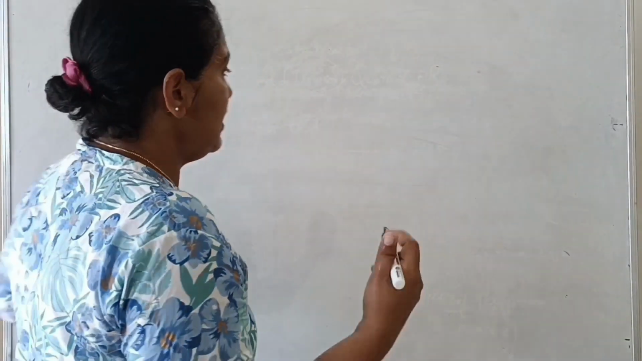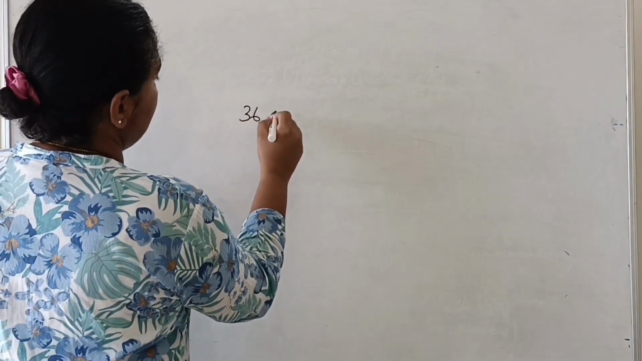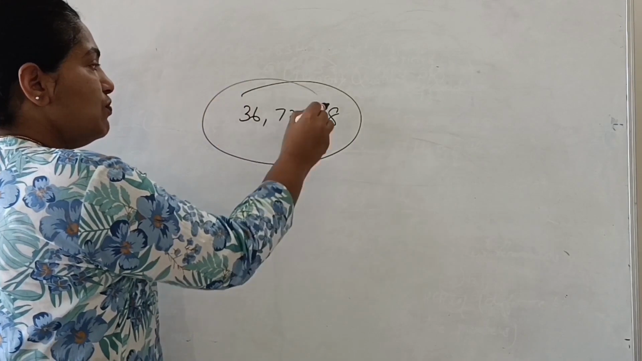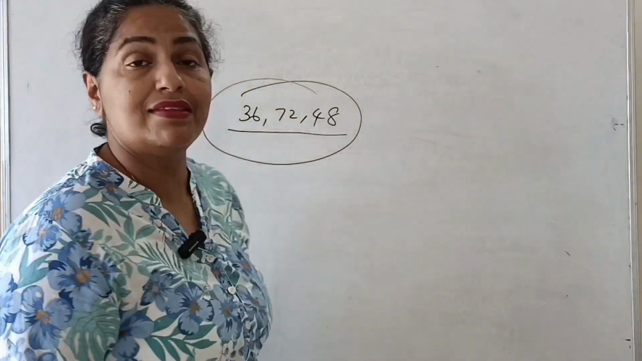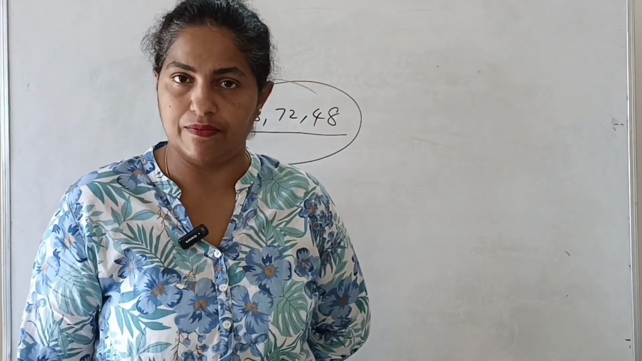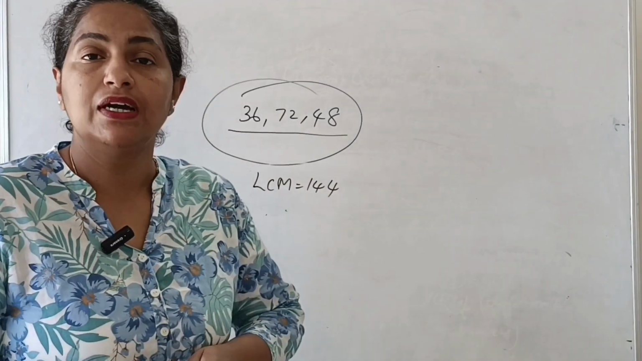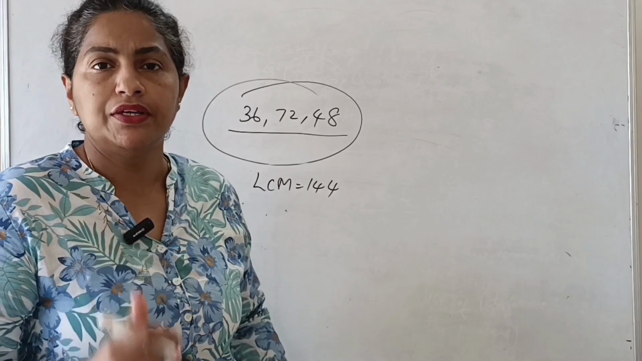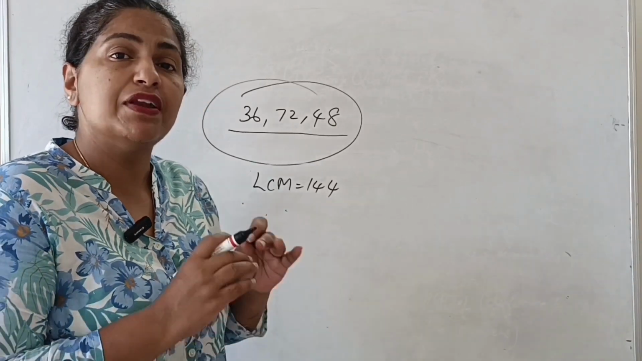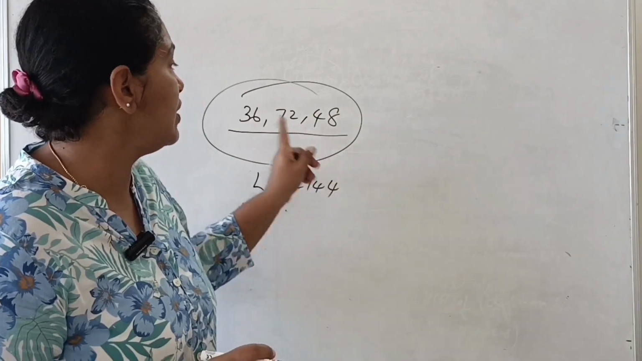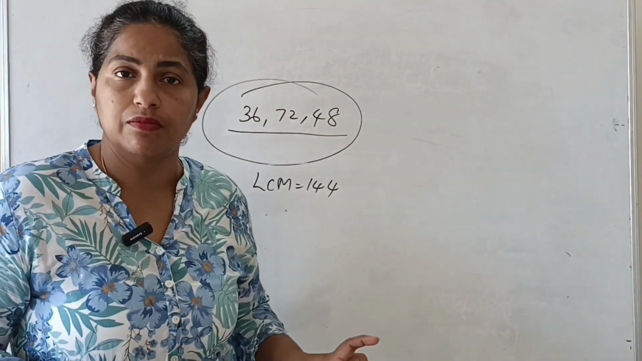Okay, so if we have three numbers 36, 72 and 48, the first multiple that is common to these three numbers will be our LCM. Fine. So I have found out the LCM to be 144. Now I know that 144 is perfectly divisible by 36, 72 and 48 because 144 is one of the multiples of all the three numbers.